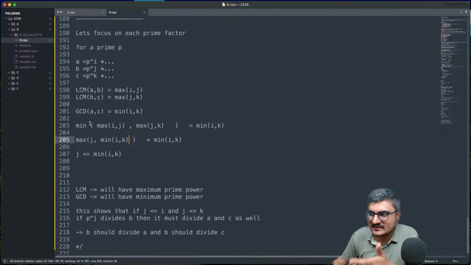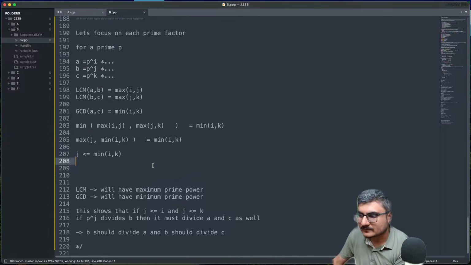And now you can probably try to make all four cases as well: when I is less than J, when I is more than J, when K is less than J, when K is more than J, all four combinations, and you will see this part becomes equal to this. So that's how we came up with this.